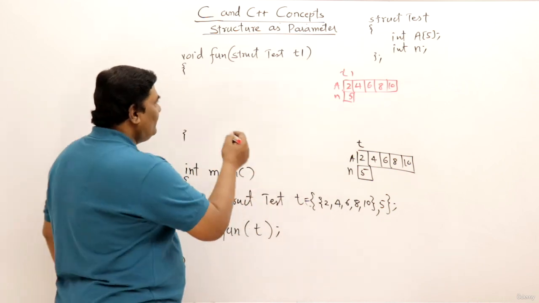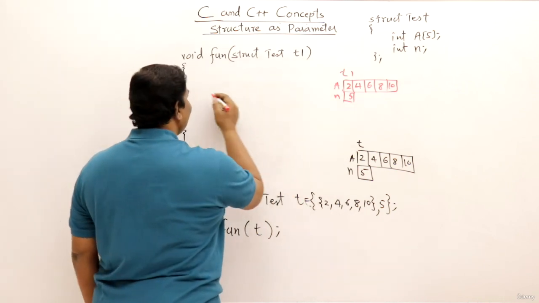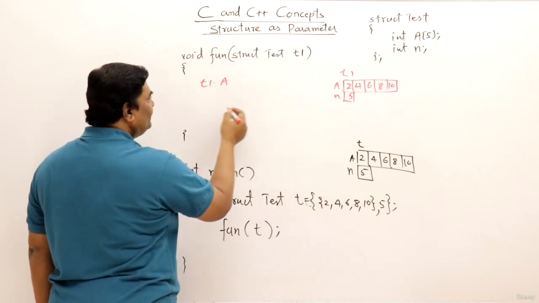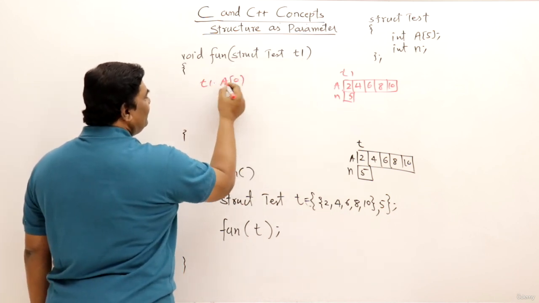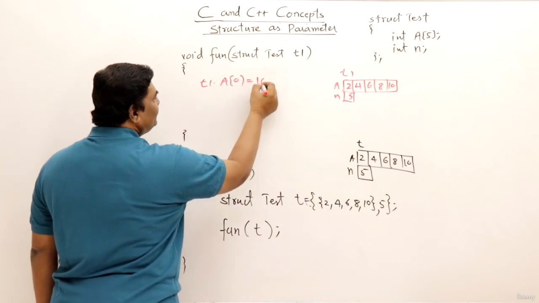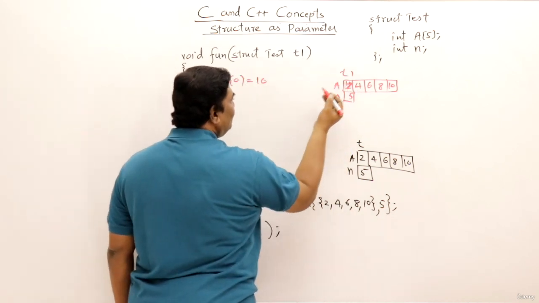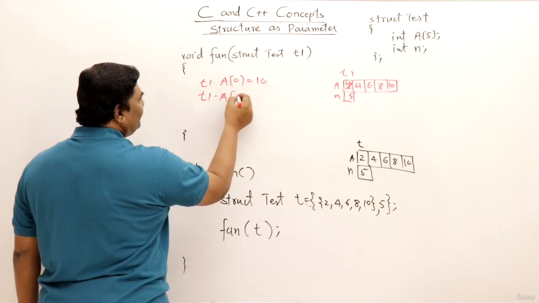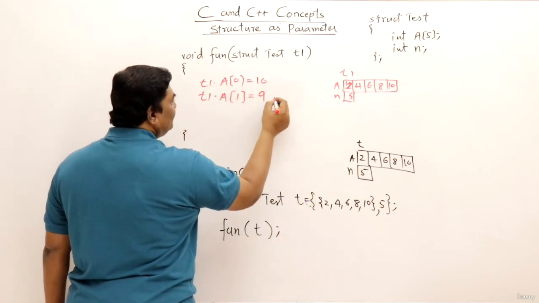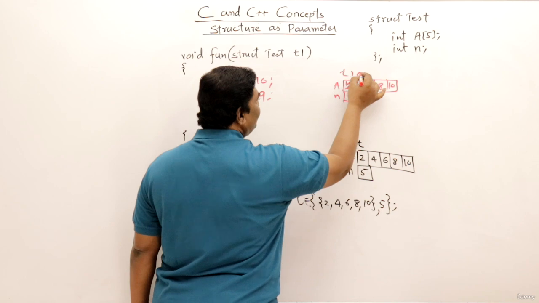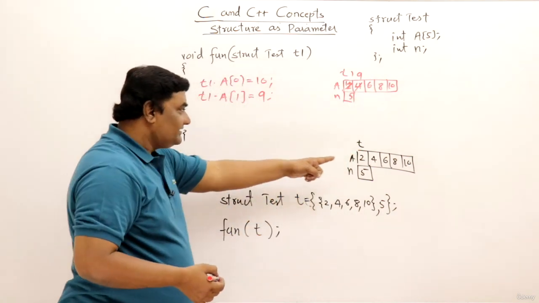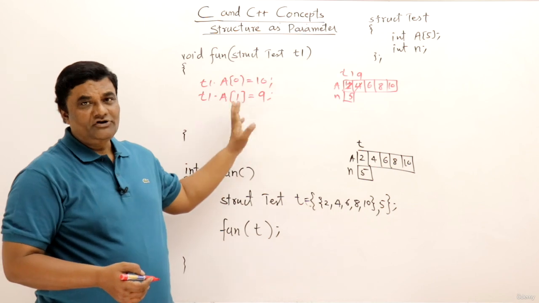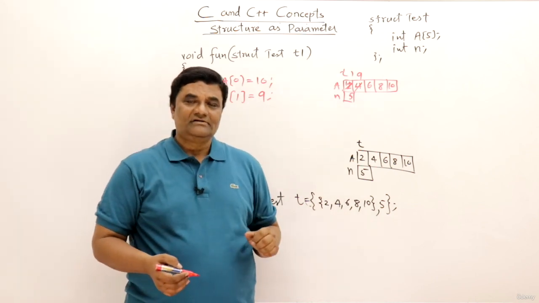Now if I make any changes, how can I access this? I can say t.a, because it's its own member, and it's called by value. I can say t.a of 0 assign 10. So this will become 10. So I can change the value. T1 of 1 assign 9. So this value becomes 9. But this will not change, because this is call by value. So I can use the dot operator and access the members.